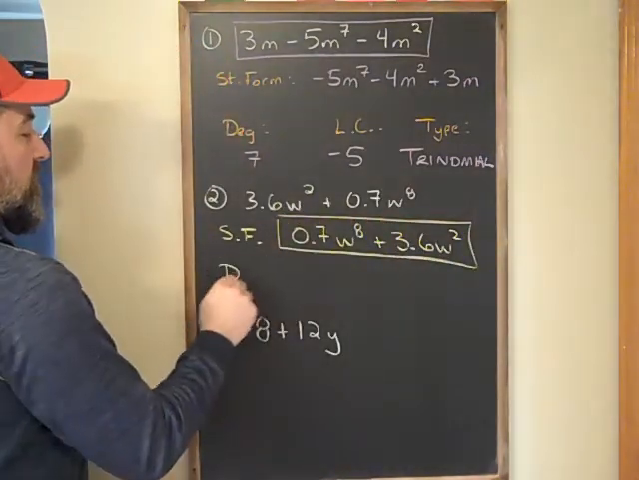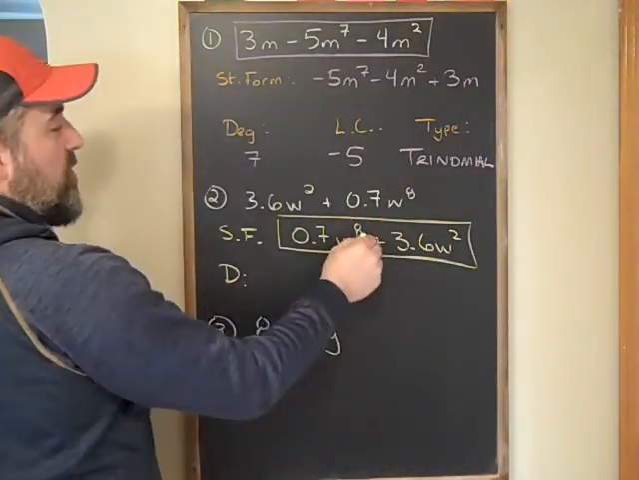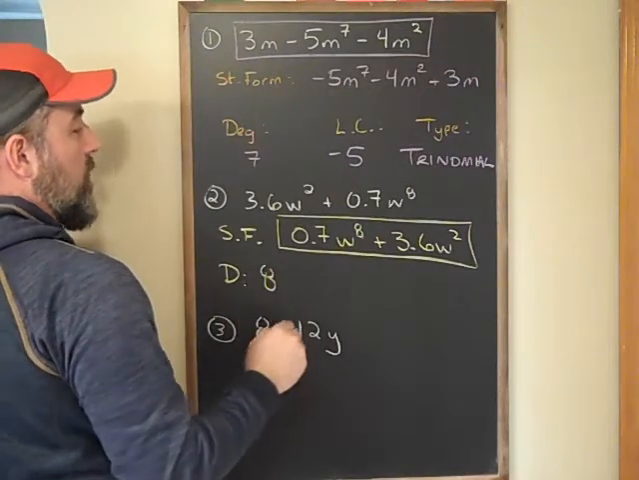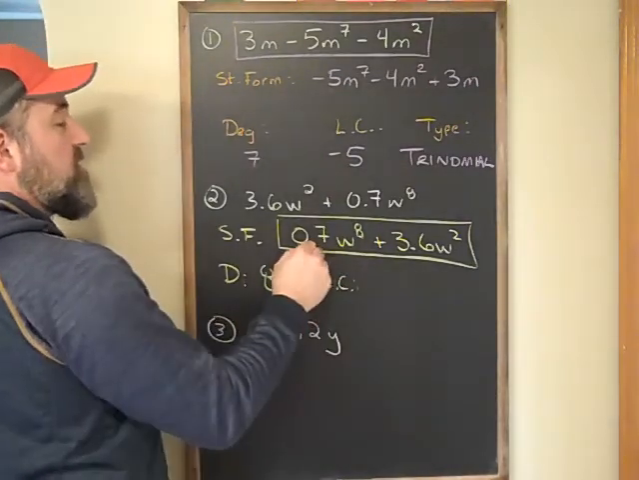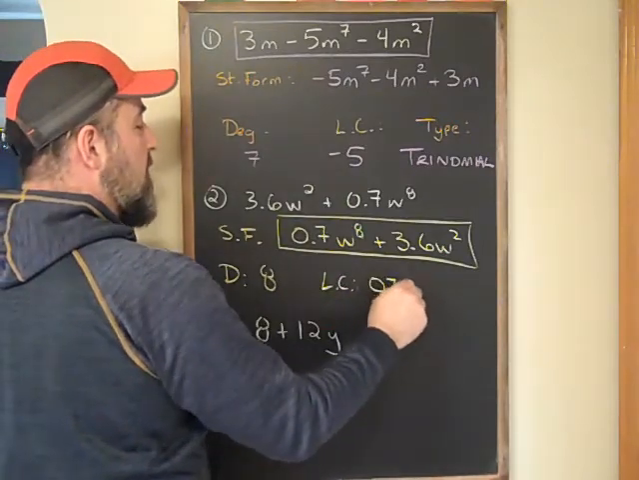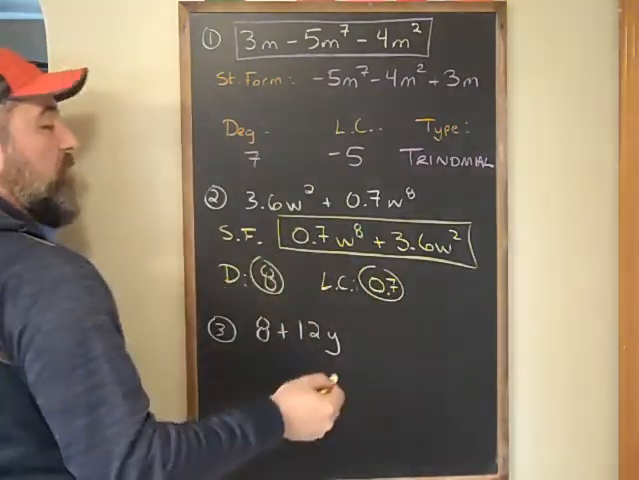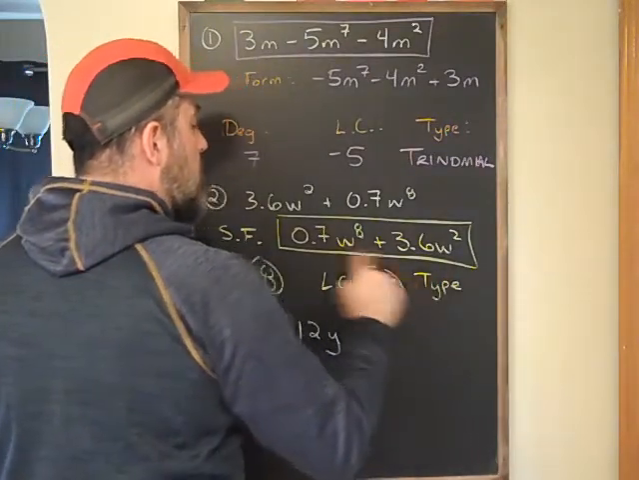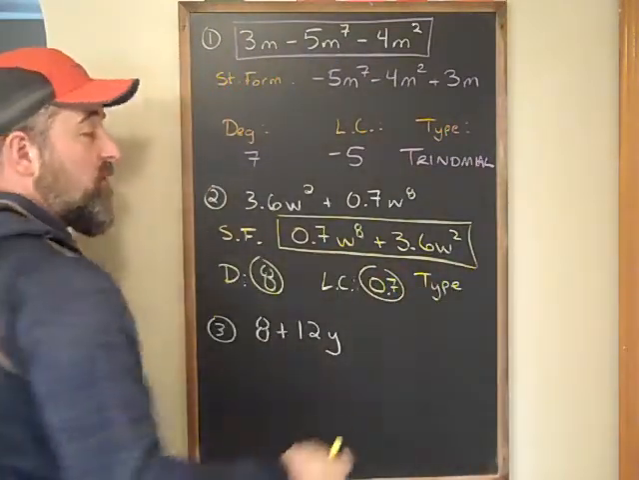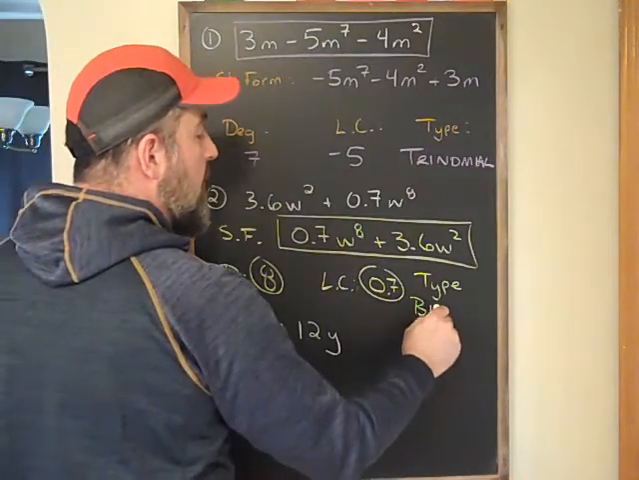Then we have to give the degree of it. The degree of this is going to be 8. We have to give the leading coefficient. The leading coefficient of this is going to be 0.7. And then we have to categorize it by type. So there are 2 terms. Remember, a 2-term polynomial is called a binomial.